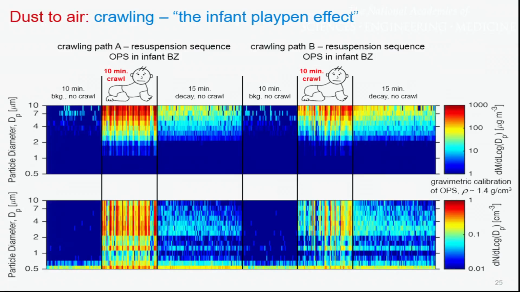And what we find is that at the beginning of the crawling, you see a big burst of particles. This is the mass and the number distribution in the infant breathing zone in real time, following along on this mobile trolley. So you certainly see you spend a lot of particles down to 0.5 microns in size, and as large as 10, which is the upper limit of this particular instrument. After the infant stops crawling, the particles remain airborne for some period of time as they deposit or are removed via ventilation.